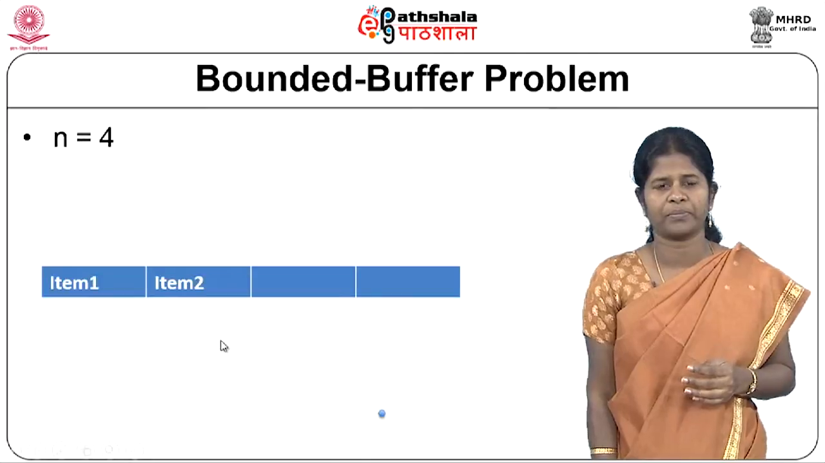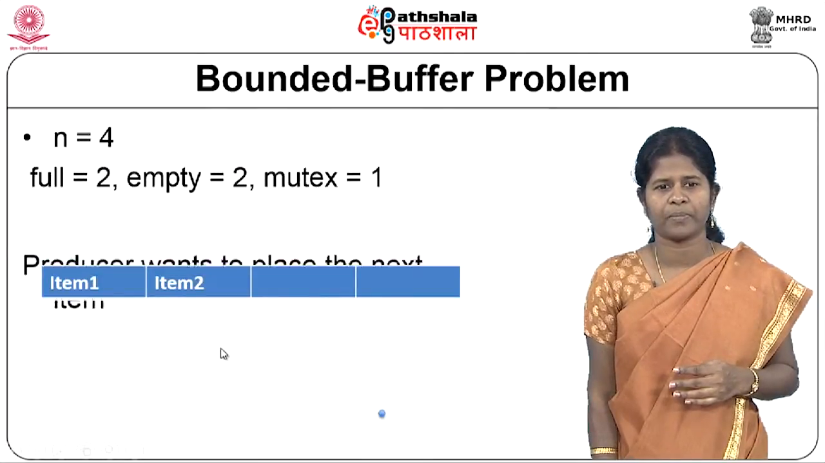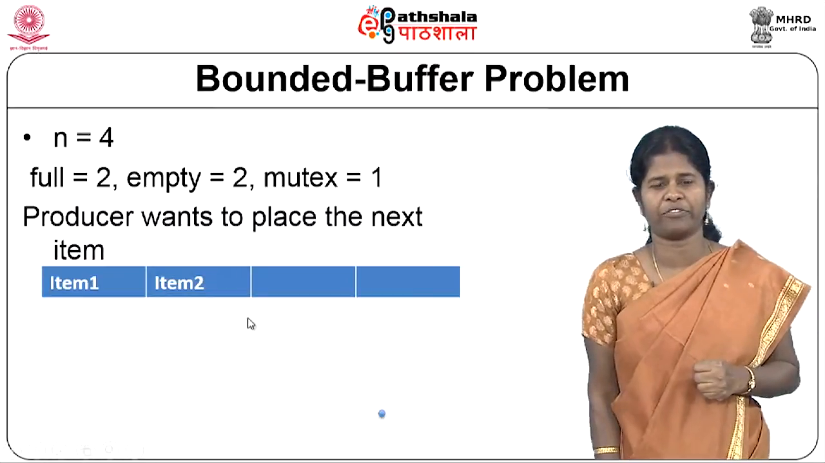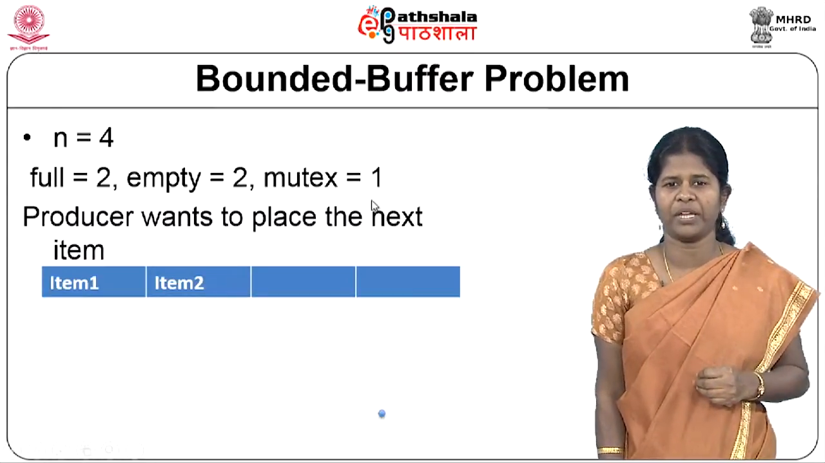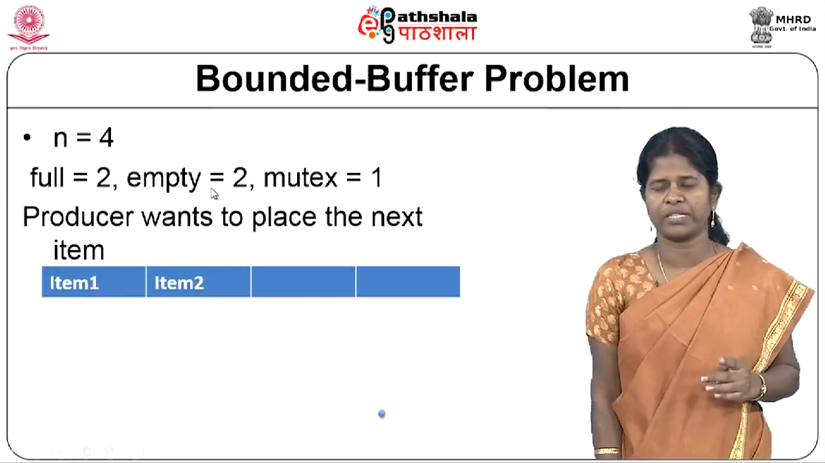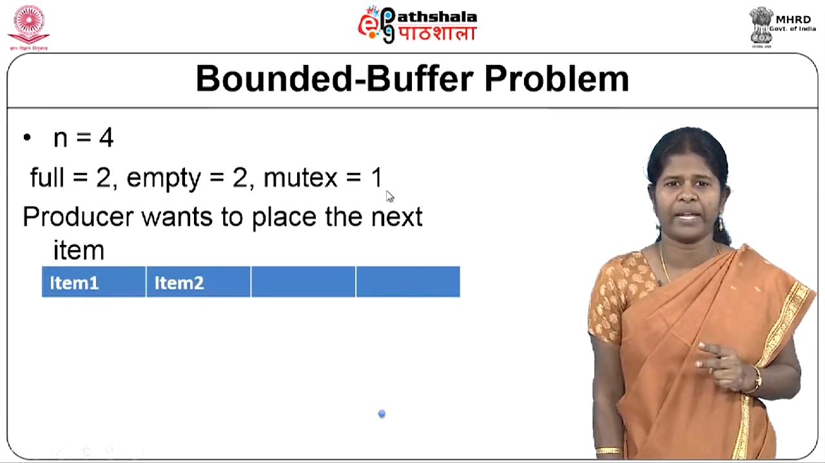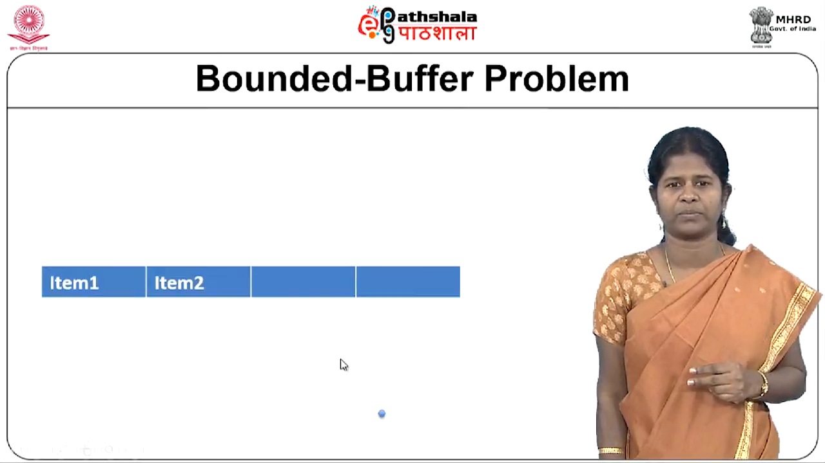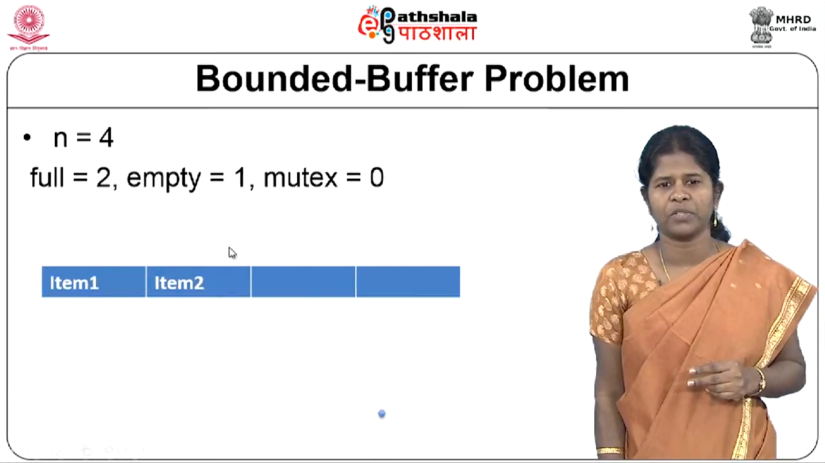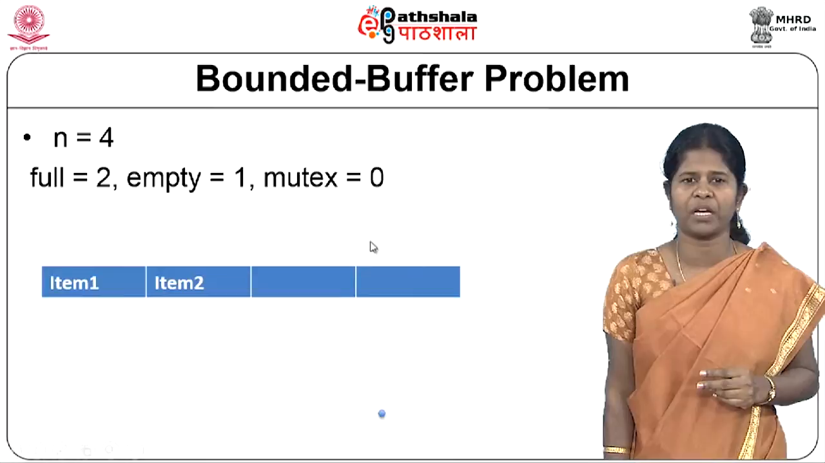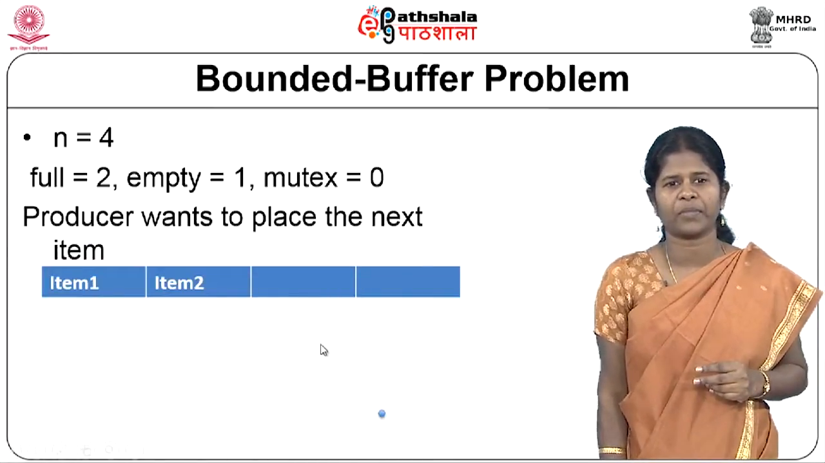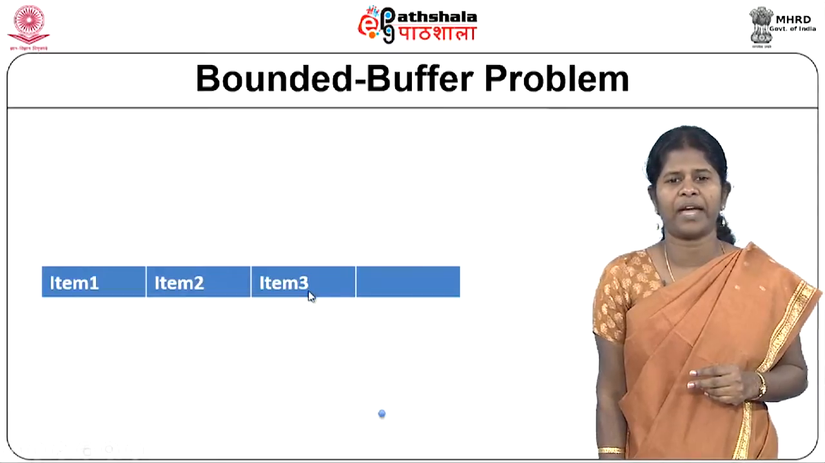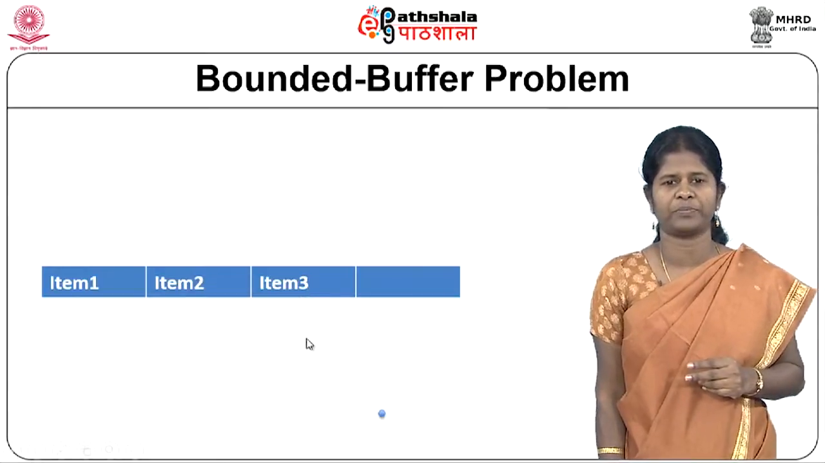And now, if the producer wants to place the next item into the buffer, it will have to wait on empty, wait on mutex. So, it is 2 and 1 currently, it will change to 1 and 0. So, empty becomes 1 and mutex becomes 0. The producer places the next item, item 3, into the buffer.